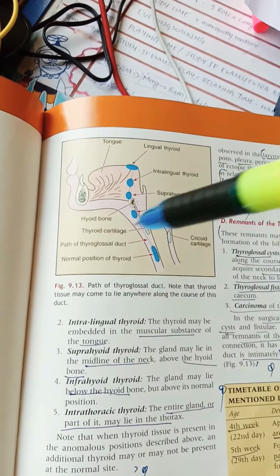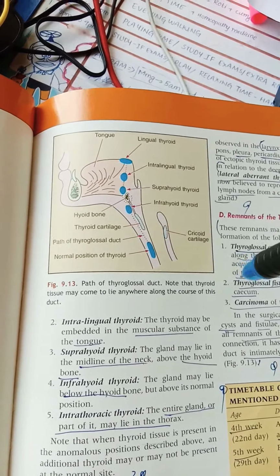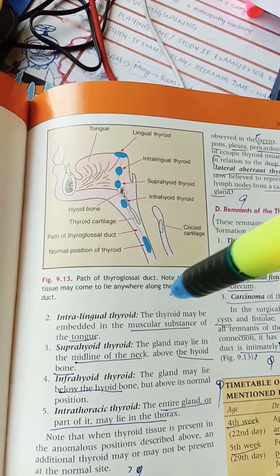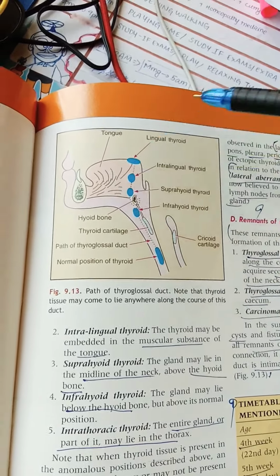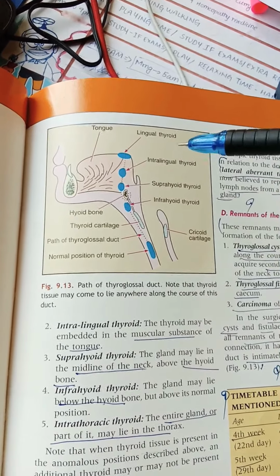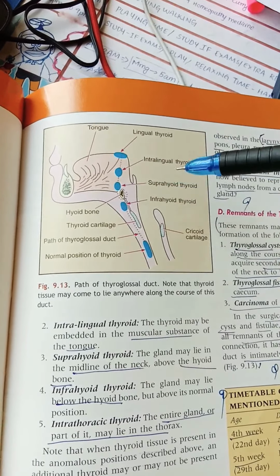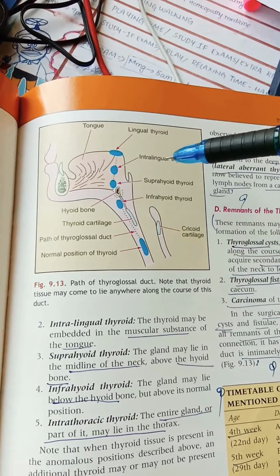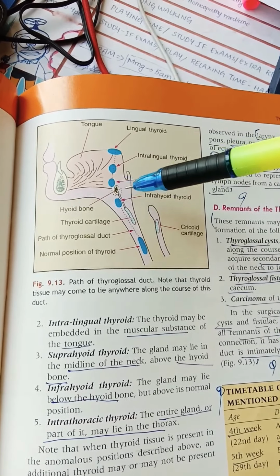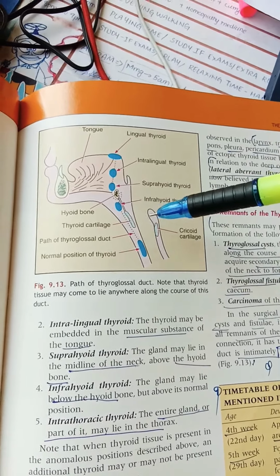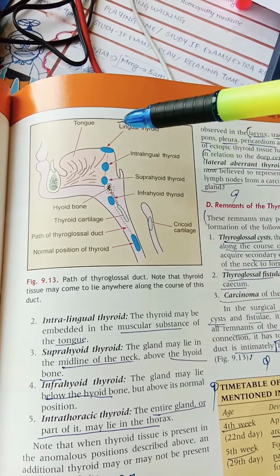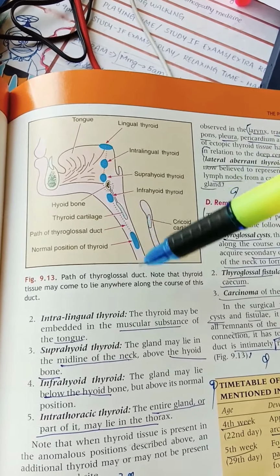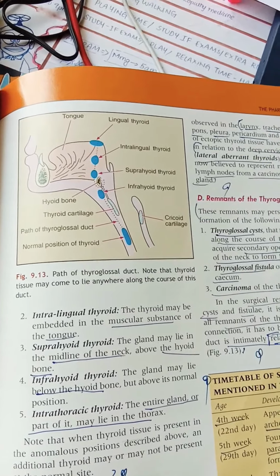So we have the path of the thyroglossal duct. Note that thyroid tissue may come to lie anywhere along the course of the duct. So we can see this is the tongue, this is the lingual thyroid, this is the intralingual thyroid, this is suprahyoid, meaning above the hyoid bone, infrahyoid, below the hyoid bone. This is the hyoid bone, this is the thyroid cartilage, this dotted line is part of the thyroglossal duct, and the normal position of the thyroid is this, and this is the cricoid cartilage.